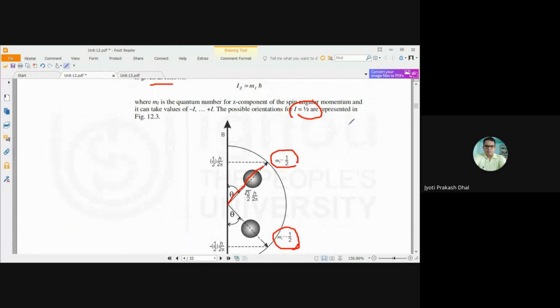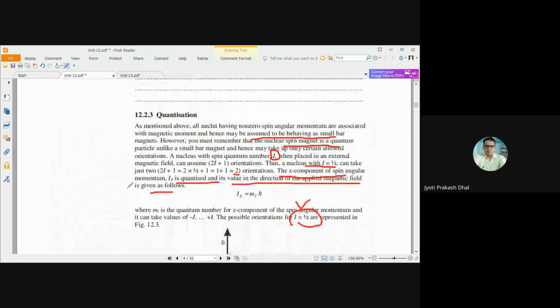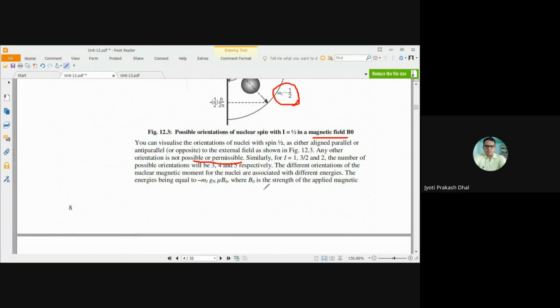As the value of I equals half, according to the formula 2I plus 1, it will possess two orientations. One orientation will align parallel to the applied magnetic field, and the other orientation will align anti-parallel to the applied magnetic field. No other type of orientation will be possible for this type of nucleus.